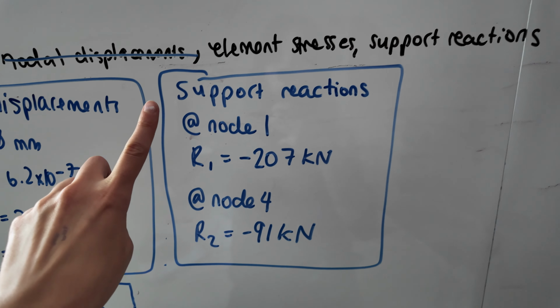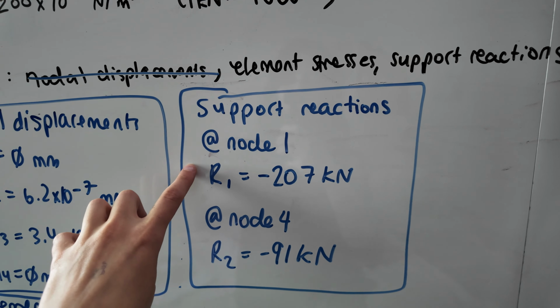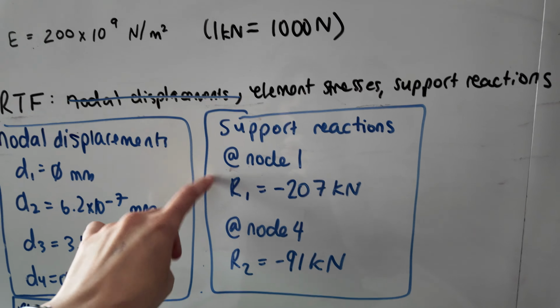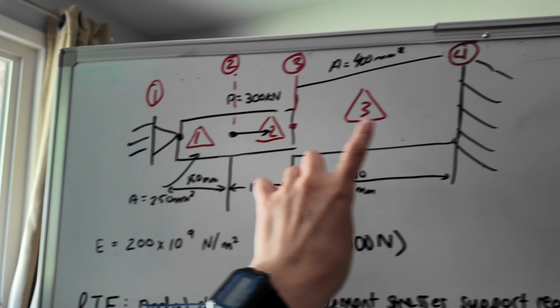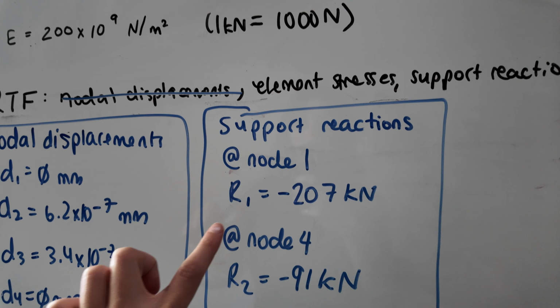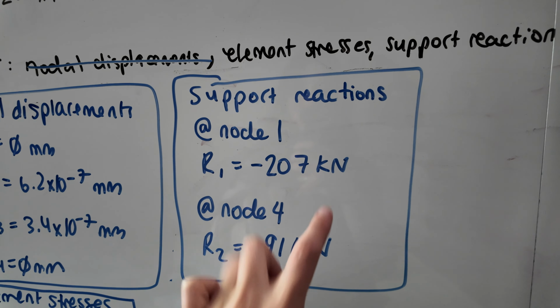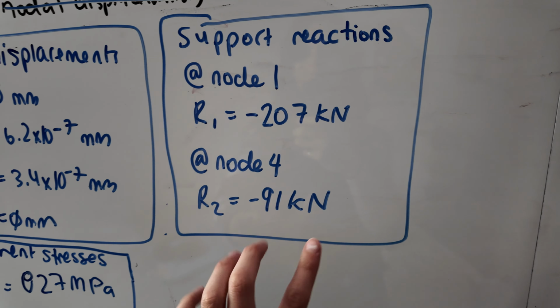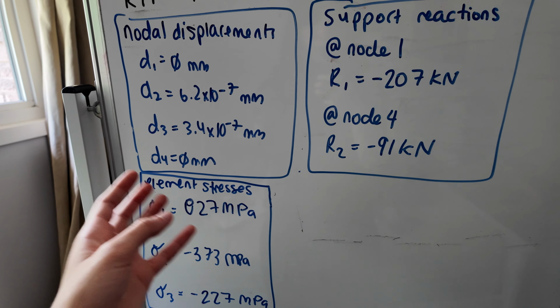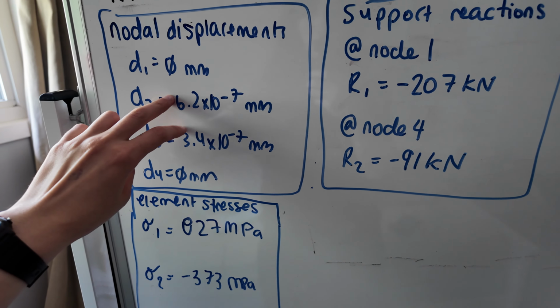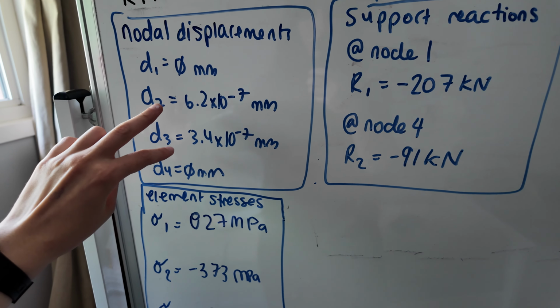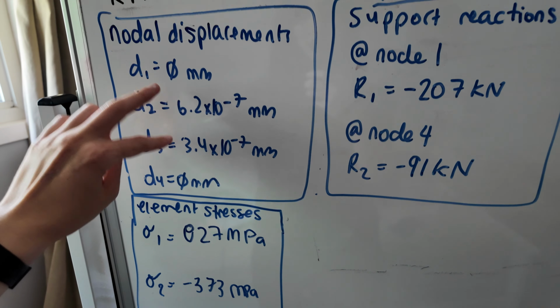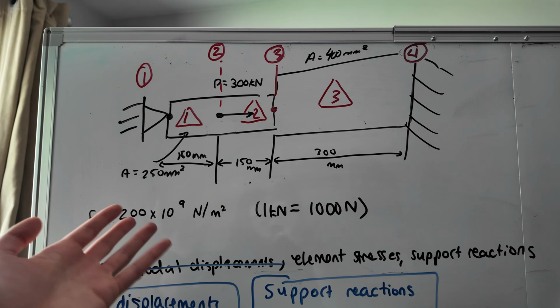And finally, for support reactions, being the reaction force at the supports, so node 1 and node 4. At node 1, about negative 207 kilonewtons, and at node 4, negative 91 kilonewtons. Now these values might slightly vary for you depending on how you round these values and how you compute the stiffness for both of the bars given your givens.